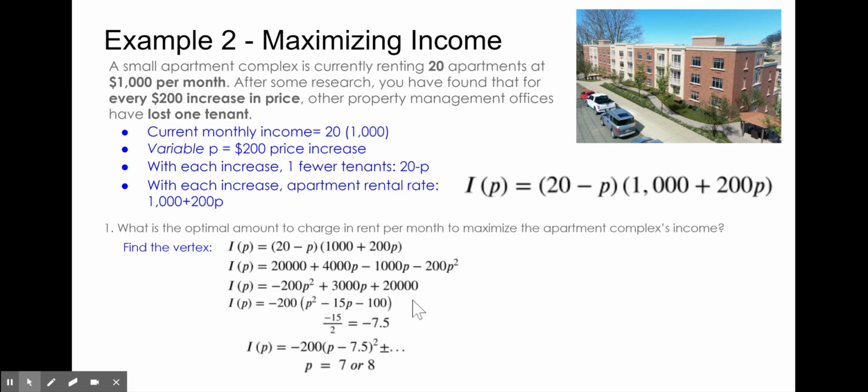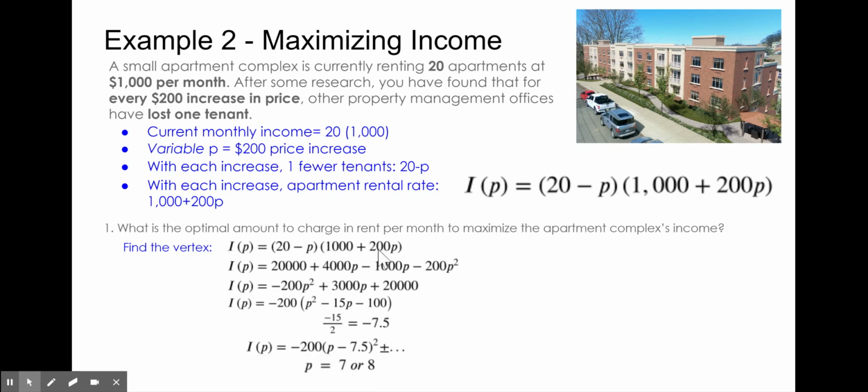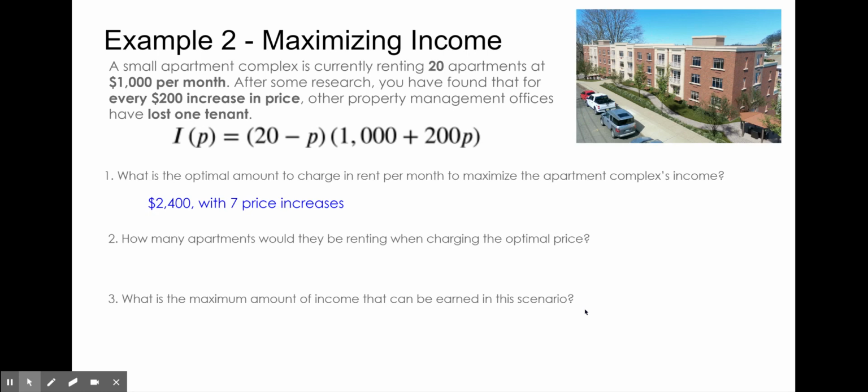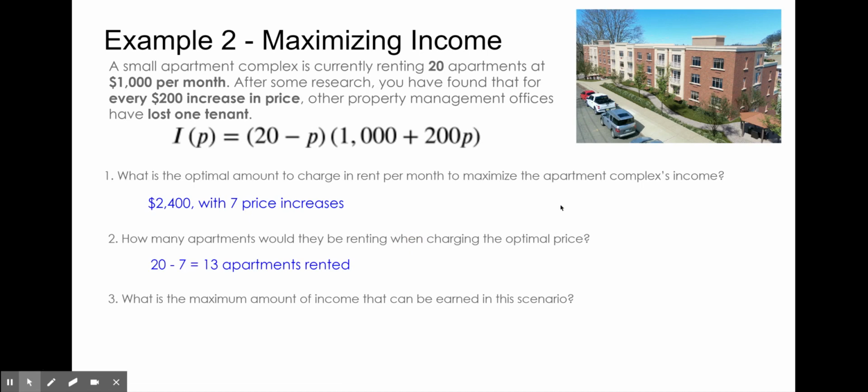Now we know the ideal p-values of 7 or 8 increases, so to find the maximum rental per month, we plug 7 or 8 into the rental value part of our equation. 1,000 plus 200 times 7 price increases produces an optimal rent of $2,400 per month. With that information, we can answer the rest of our questions. How many apartments will they be renting? Well, with 7 price increases, we will subtract 7 from 20 to determine that they will have 13 apartments rented.